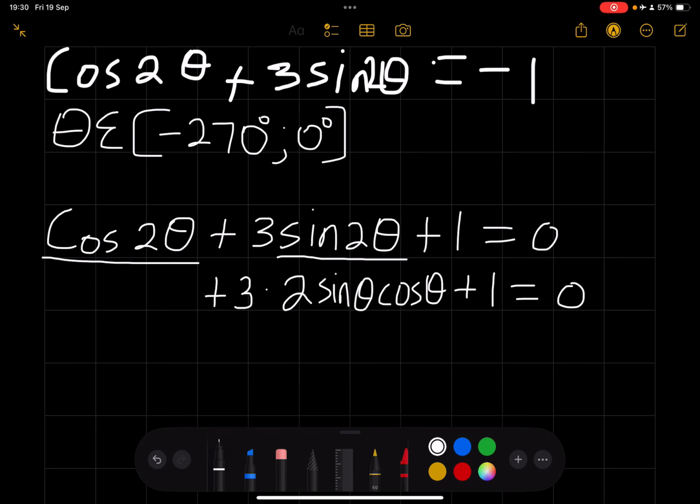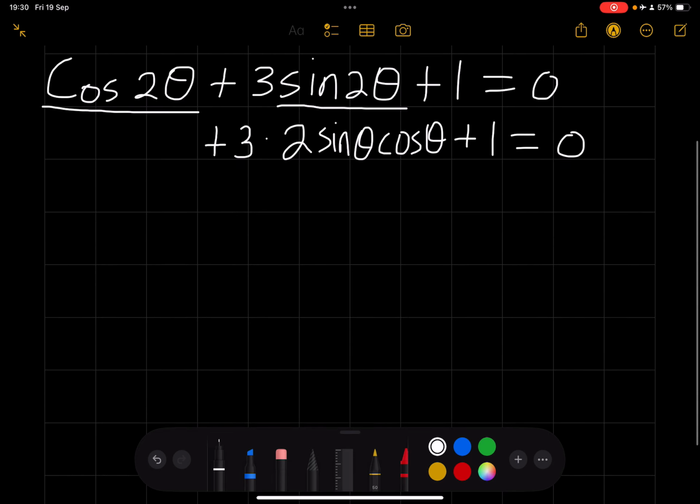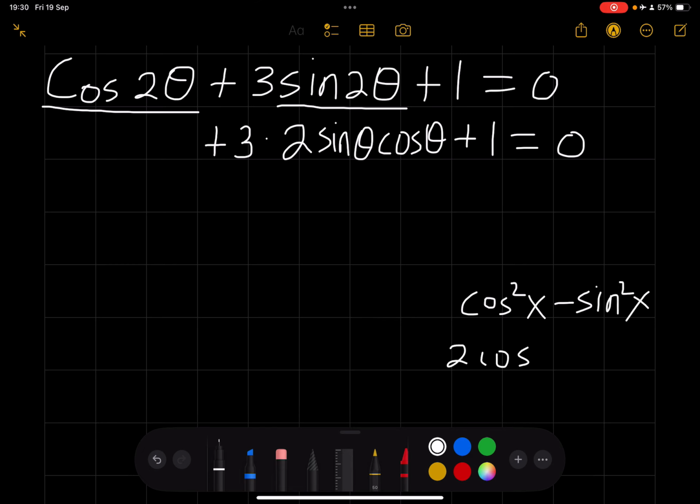The one for cos 2 theta, remember cos 2 theta has 3 possible identities. Let me write them quickly. The first one is cos squared theta minus sine squared theta, right? And then it's 2 cos squared theta minus 1. And then it's 1 minus 2 sine squared theta. We need to be smart about which one we are going to choose in this case.